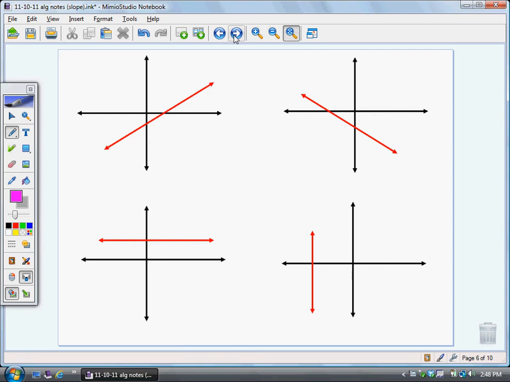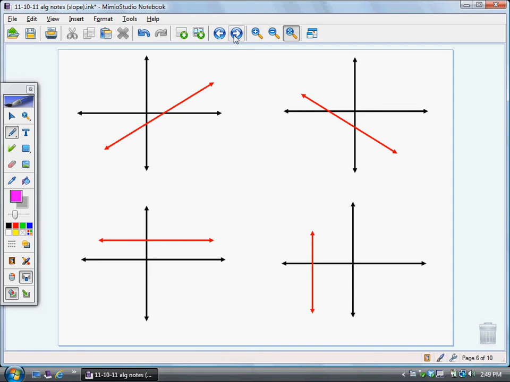All right, now what we're going to do is go through these 4 possibilities for lines in the coordinate plane. All lines will either rise from left to right, like the top left picture, fall from left to right, like the top right, be a horizontal line, like the lower left, or be a vertical line, like the lower right.